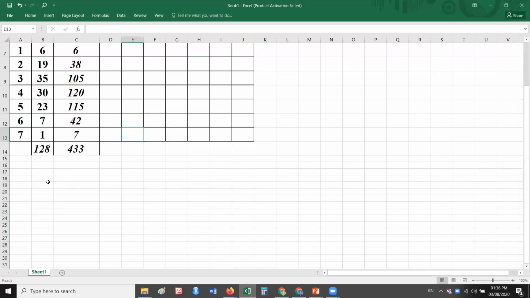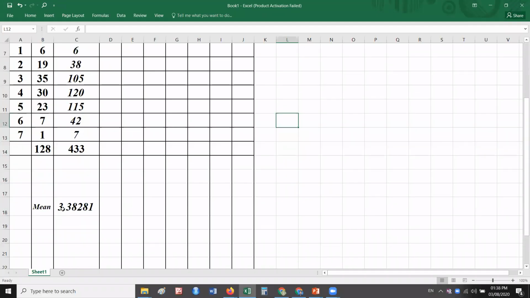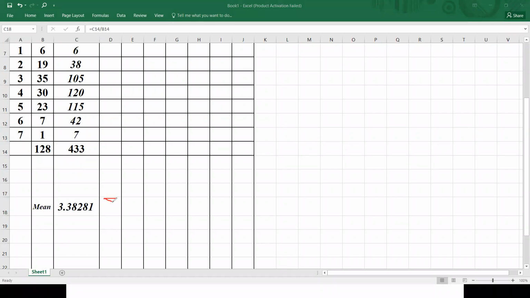Now the mean can be computed. How can the mean be computed? The mean is equal to summation fx divided by summation f. The mean of the distribution is computed by summation fx divided by n. What is the formula of the mean? Summation fx, because it is the mean of grouped data, summation fx divided by summation f or n. This is the formula for computing the mean.